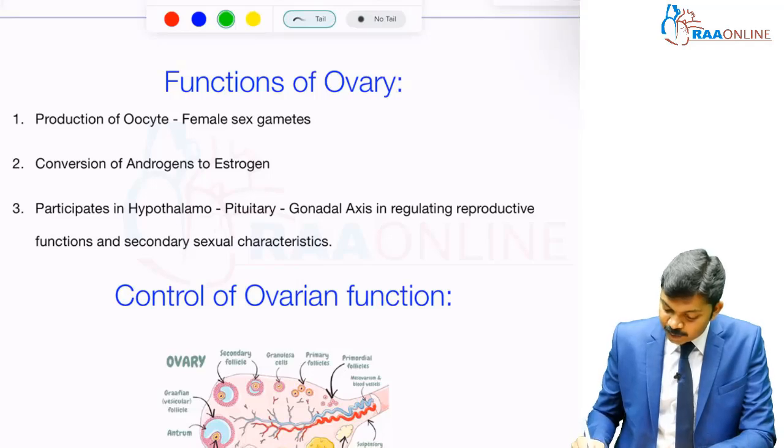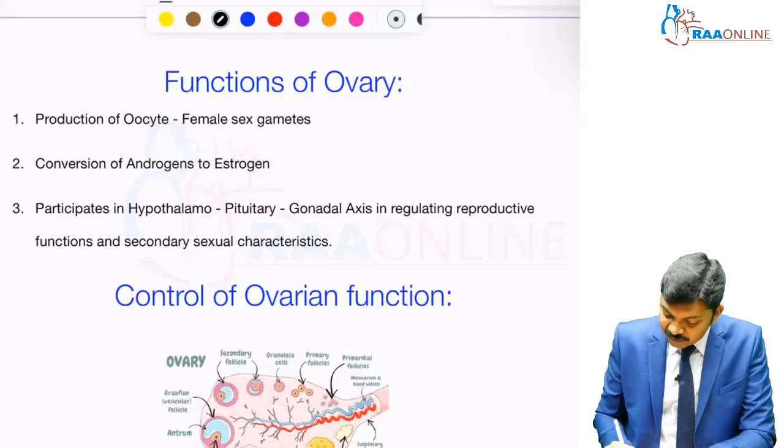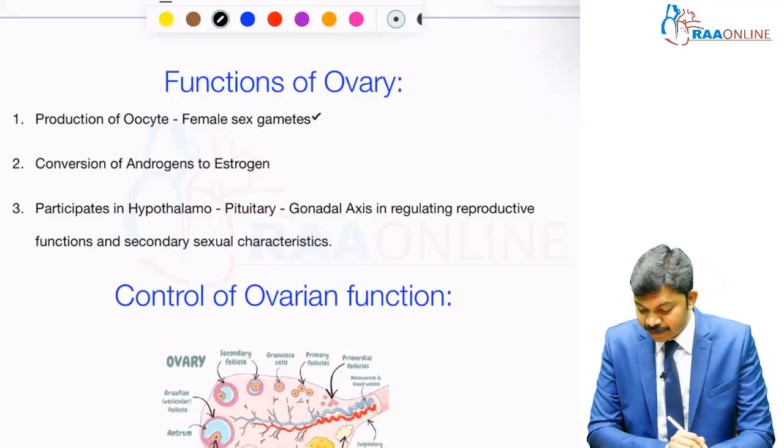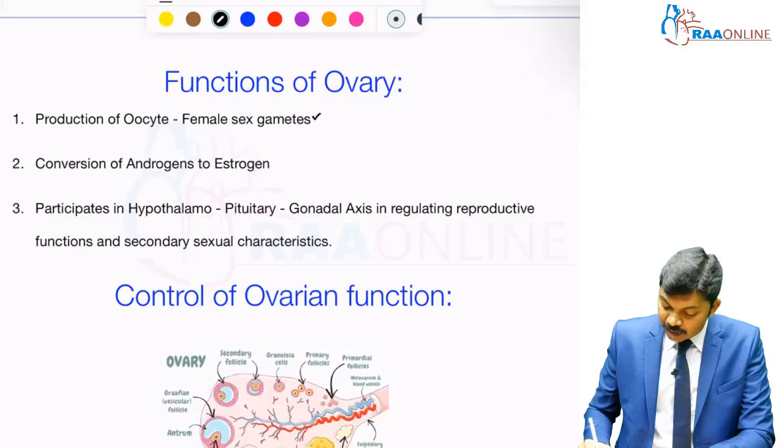Coming to functions, like we discussed in the male reproductive system, the functions of the ovary, the female gonad, are going to be, number one, production of gametes, that is nothing but oocytes. Number one, production of gametes. Number two, conversion of androgen into estrogen.